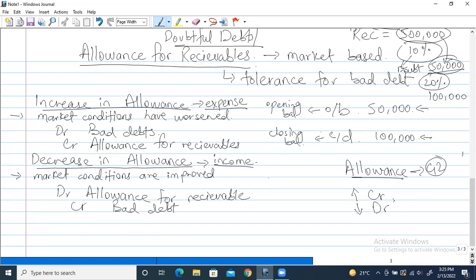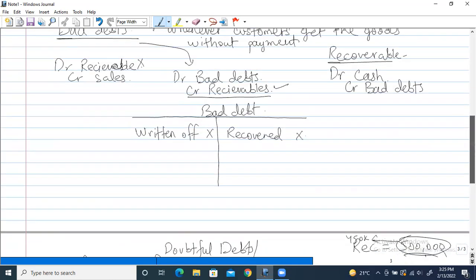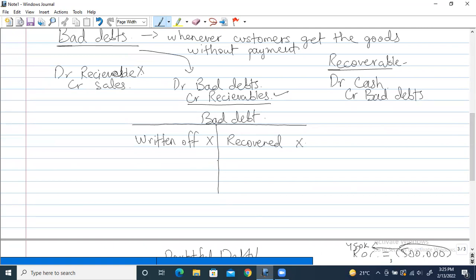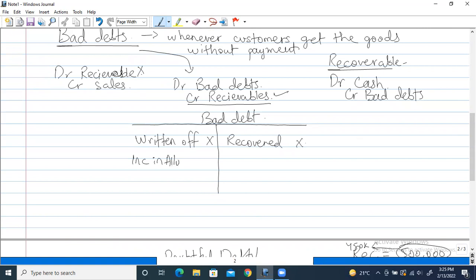So this brings me again to the bad debts account. I was explaining that two things are left over here. So the increase in allowance will be written on the debit side because it's contributing towards the expense, it's increasing the expense. That's why it's written on the debit side. And the decrease is a good thing for the company. So the decrease is treated as an income, or you can say decrease in expense. So decrease in allowance will be written as a credit in the bad debts account.